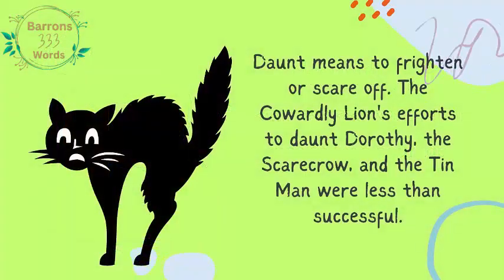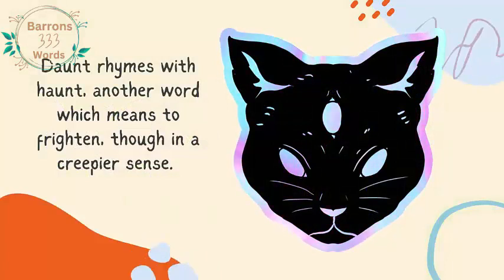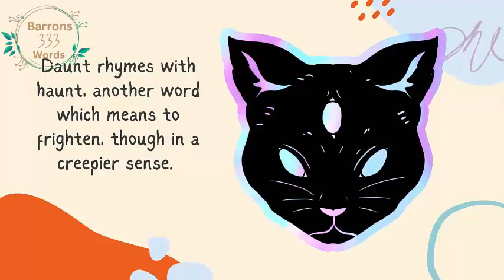Daunt means to frighten or scare off. The Cowardly Lion's efforts to daunt Dorothy, the Scarecrow, and the Tin Man were less than successful. Daunt rhymes with haunt, another word which means to frighten, though in a creepier sense.